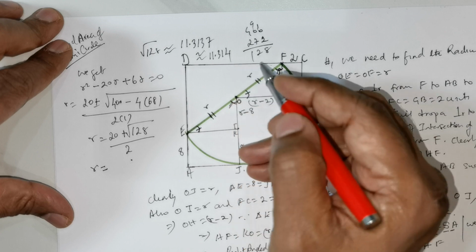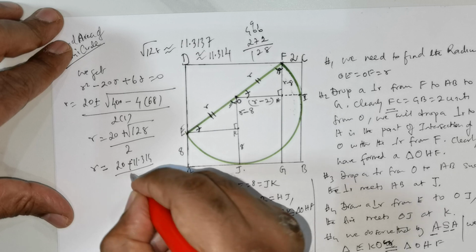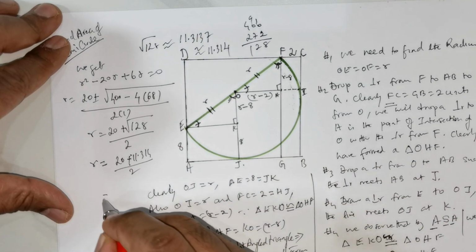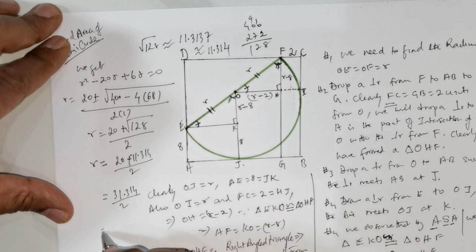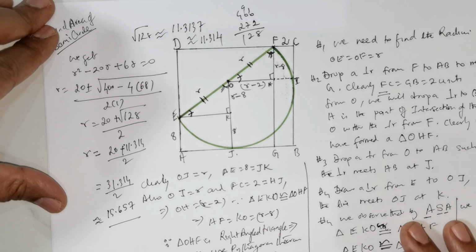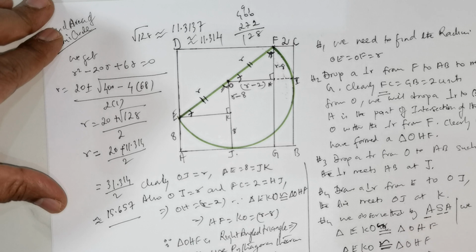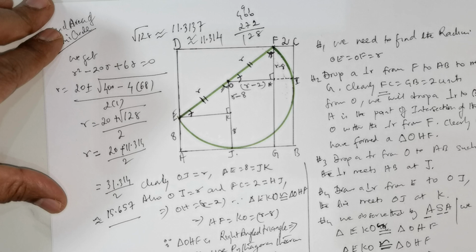So if I take 20 plus 11.314, that is 31.314, divided by 2, which is going to give me 15.657. So it's again an approximate value only we are writing. 15.657 is the radius.